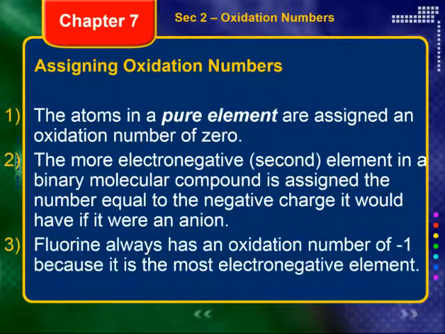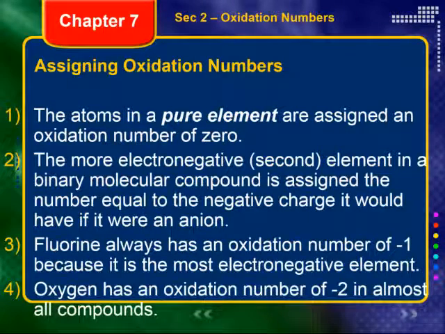So, rules. We've got several of them. These are also listed in your textbook. Please make this list your friend. It's this slide and then the next slide. They're just rules to remember. That's all we're doing here. First off, the atoms in a pure element are assigned an oxidation number of 0, so something like O2 or H2. If it's just oxygen or just hydrogen, the oxidation number is 0.